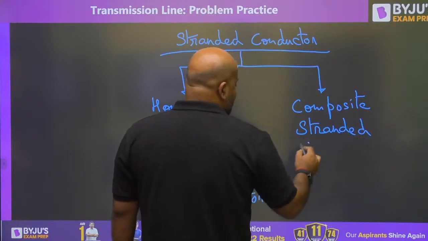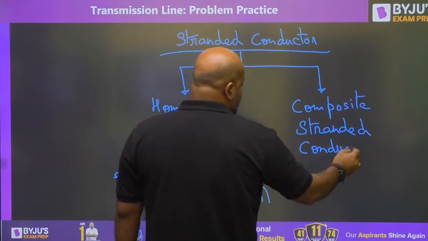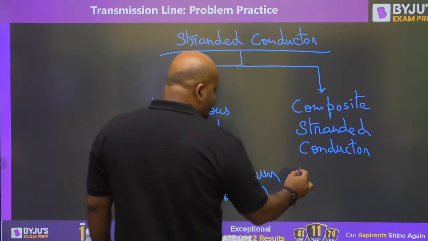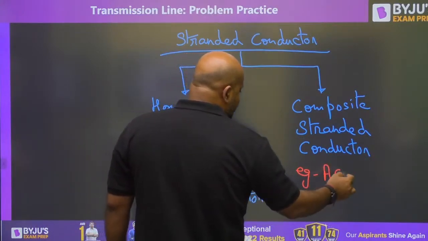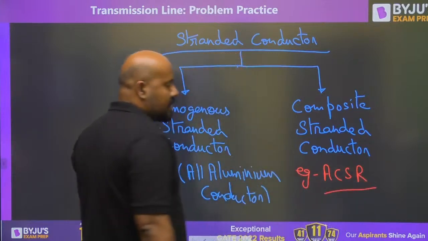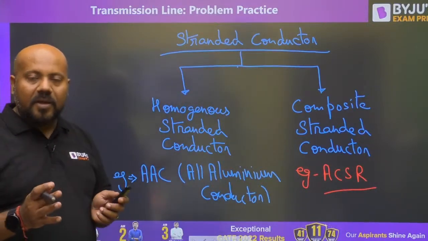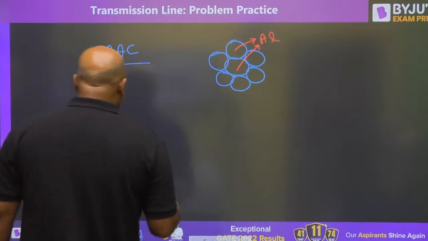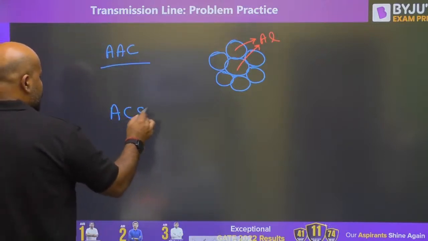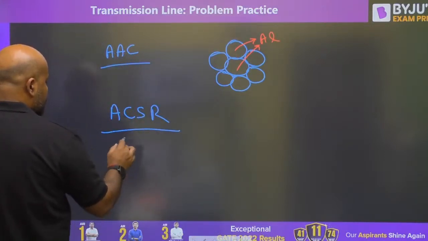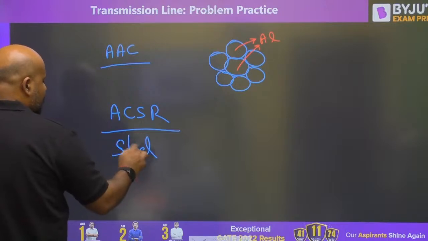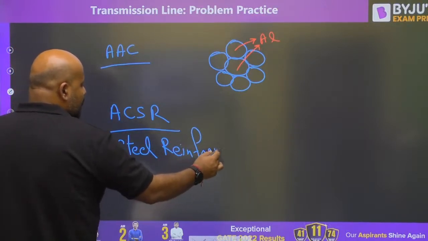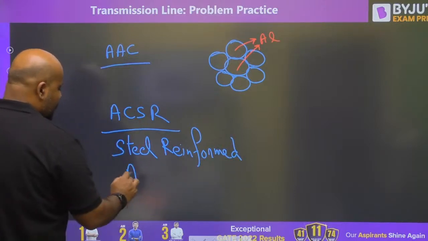This composite stranded conductor, best example is the ACSR conductor. What is ACSR conductor? It is steel reinforced aluminum conductor. How is it going to look like? It is steel reinforced aluminum conductor.